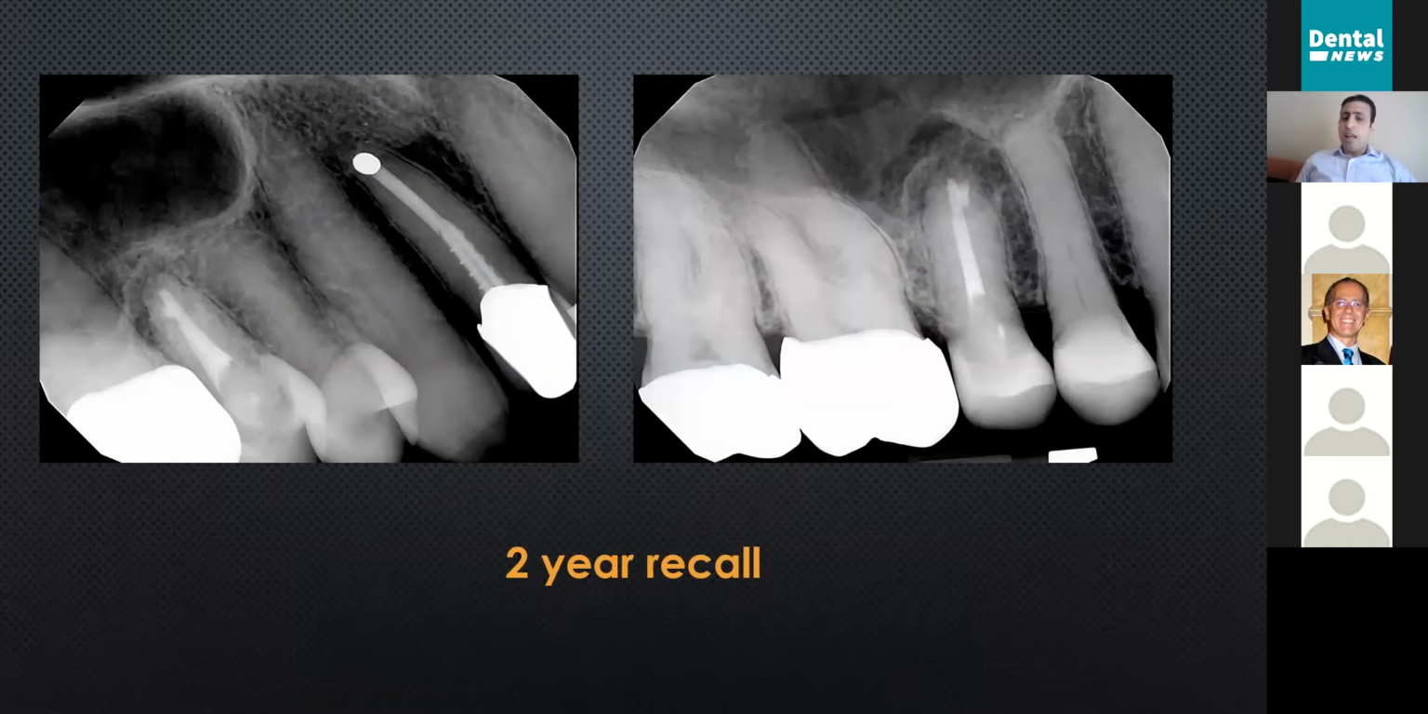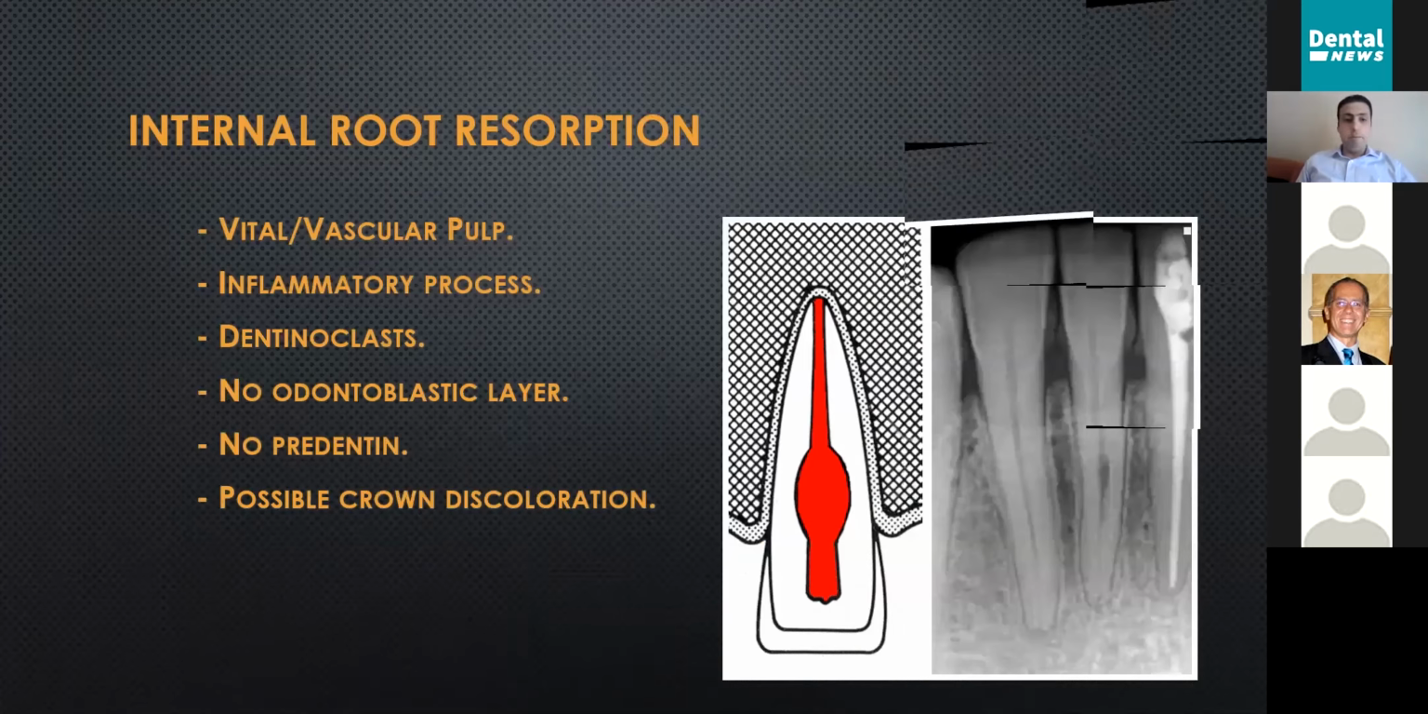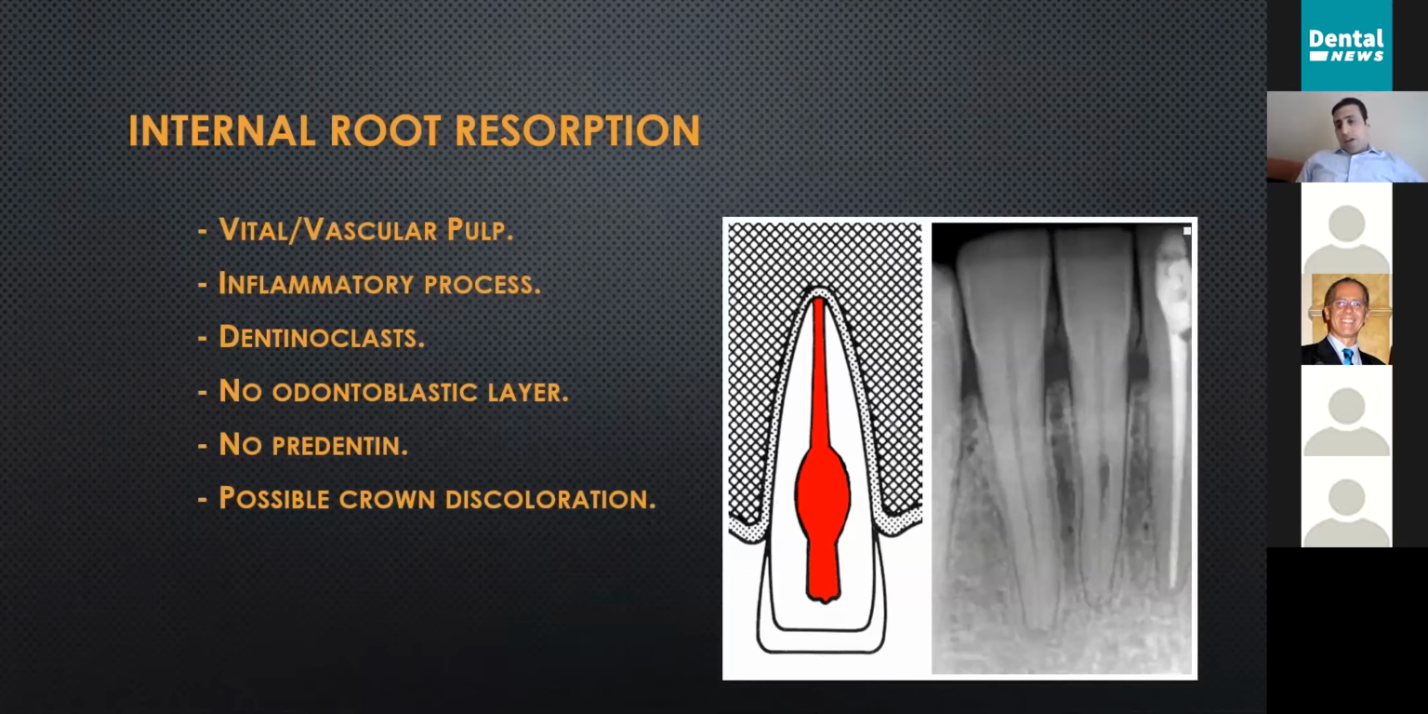intervention in this case. And this is actually a 2-year recall for this case, and you can appreciate the bone regeneration in the area, the proper seal that we have for the main canal and for the resorptive defect as well. And of course, you can see that there is no further advancement of the defect, and the tooth structure is healthy. Now, the other part of inflammatory resorption is internal root resorption, which is a little bit easier to treat, and we'll discuss the reason for that.